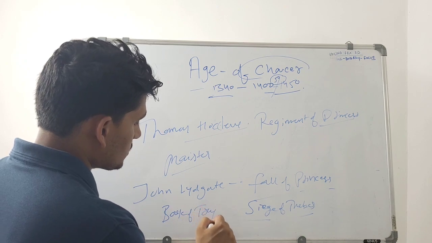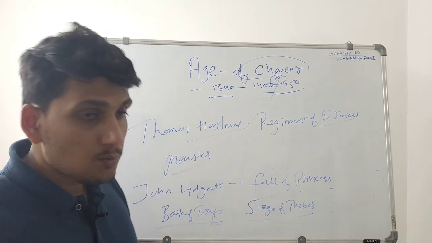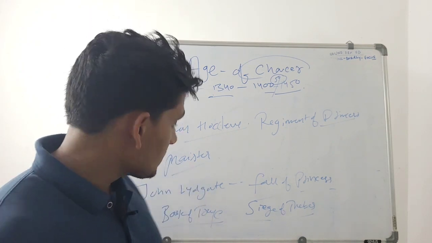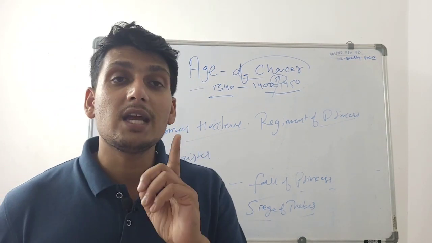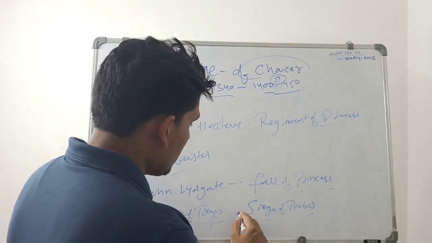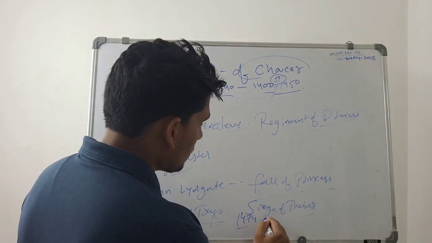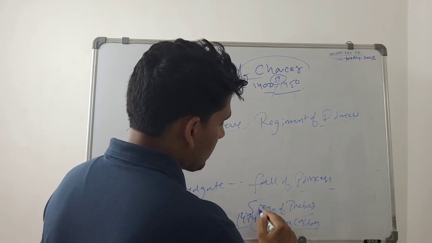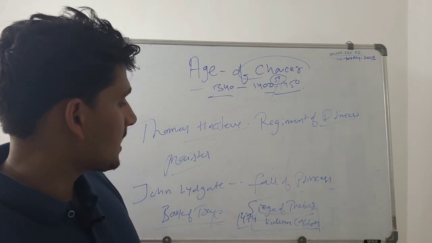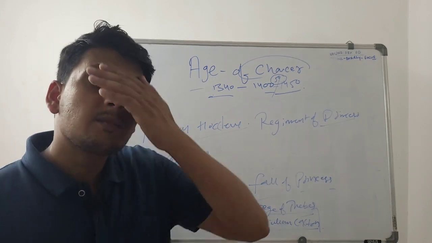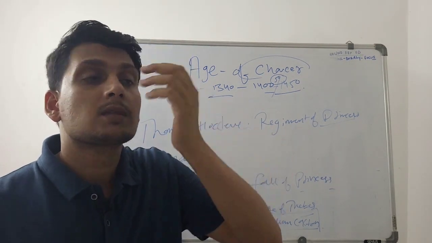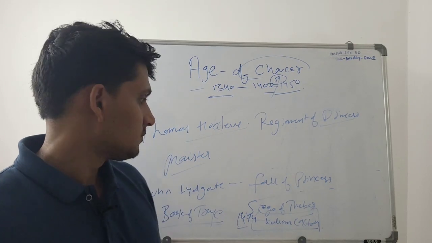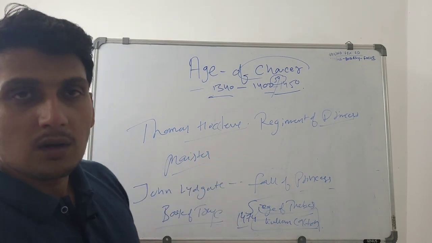Now, the Book of Troy is the first book in England to be printed in English. First English book to be printed in England. When? In 1474. Who did this? William Caxton. He is the one who brought printing to England. So these are the works.